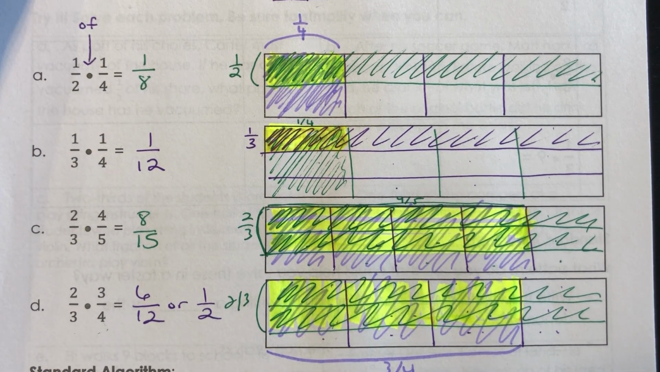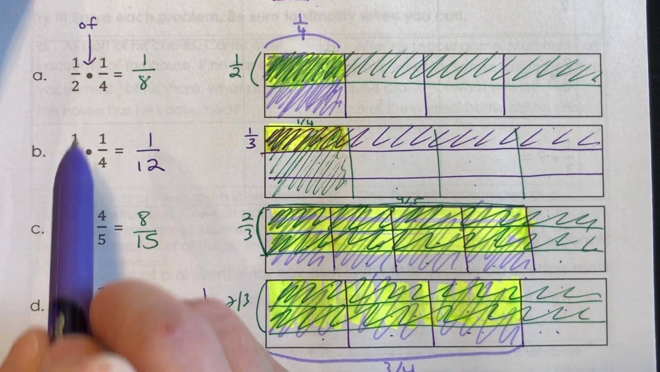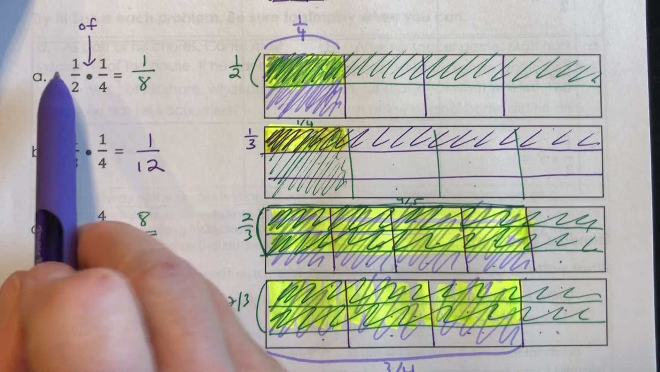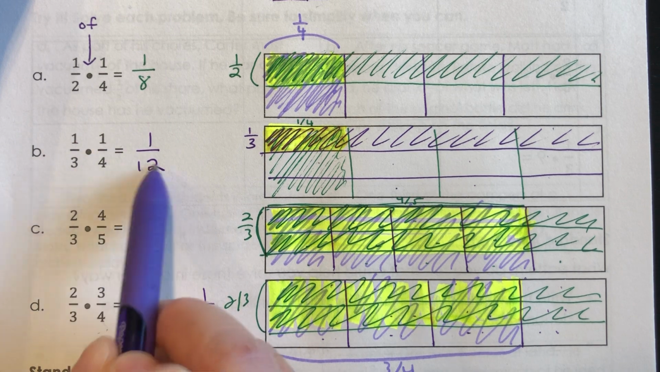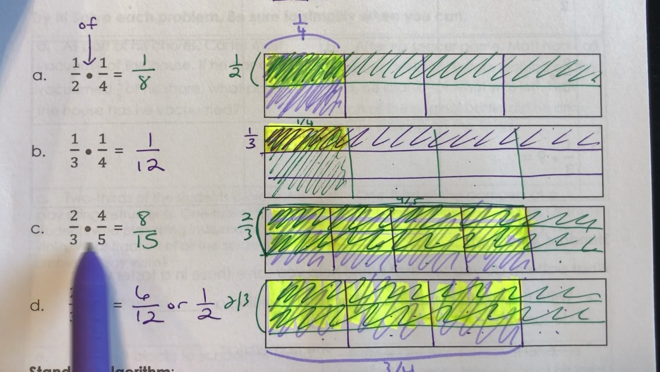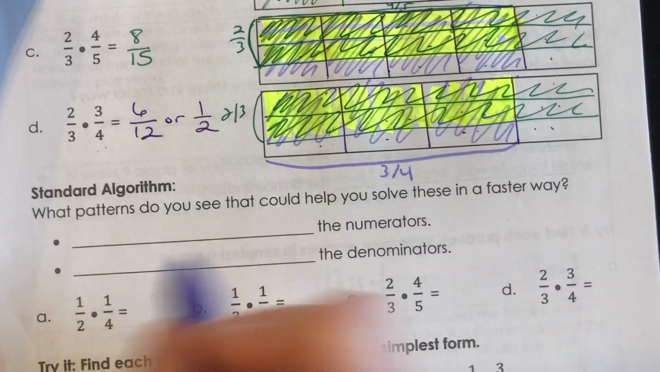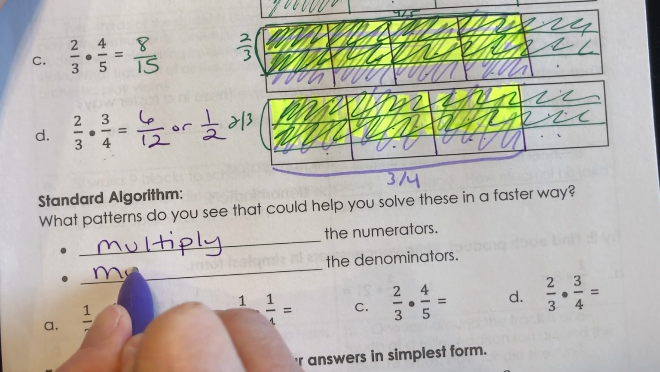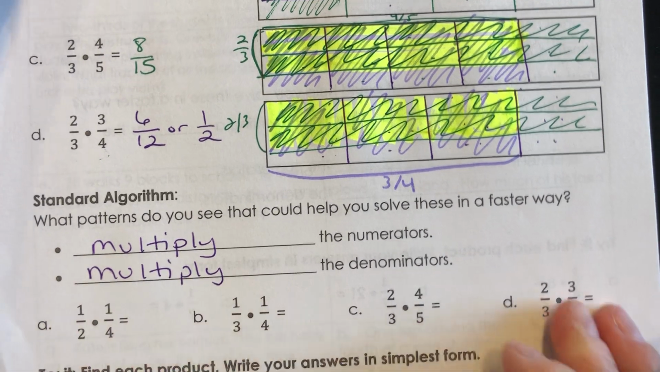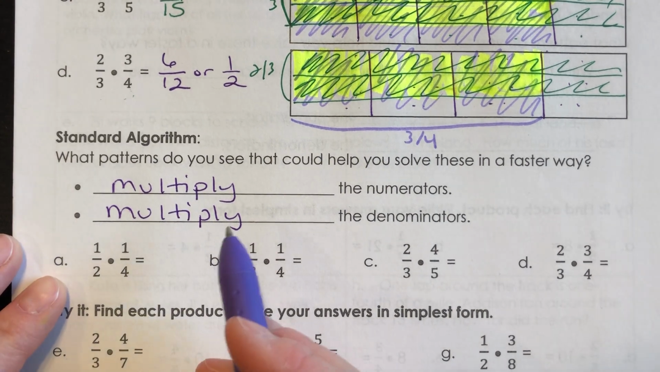All right, hopefully you are seeing that all we are doing is multiplying our numerators and multiplying our denominators. 1 times 1 is 1, 2 times 4 is 8. 1 times 1 is 1, 3 times 4 is 12. 2 times 4 is 8, 3 times 5 is 15. 2 times 3 is 6, and 3 times 4 is 12. So all you have to do is multiply the numerators and multiply the denominators. That's the standard algorithm. So these are the same 4 problems that you just did.